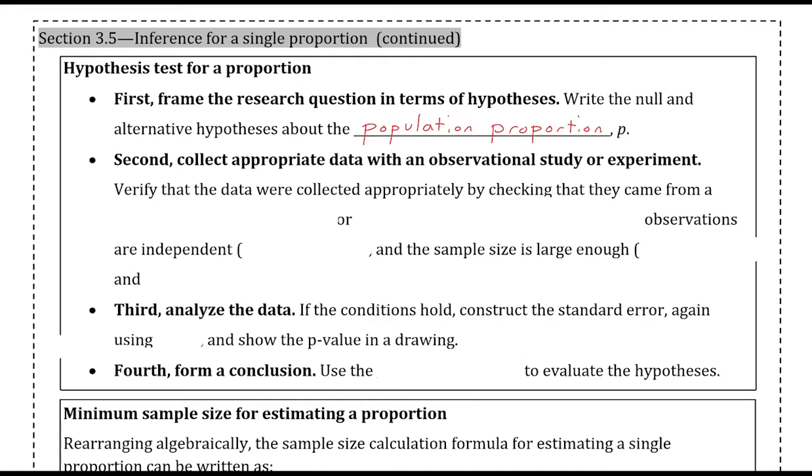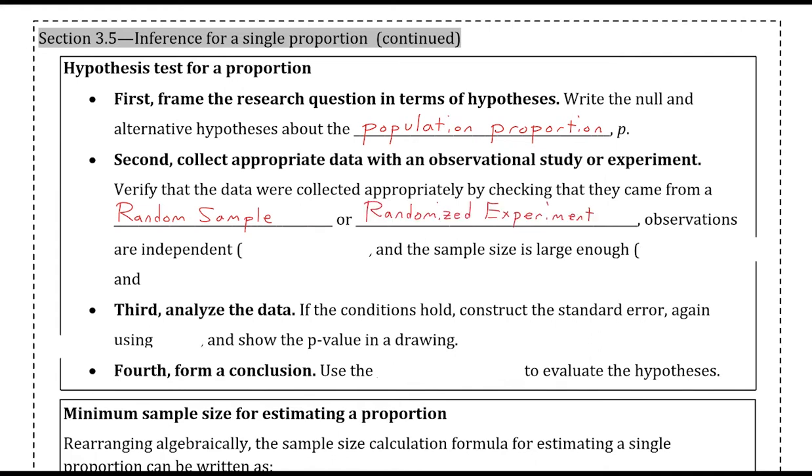Second, we will collect appropriate data with an observational study or experiment. That means that we will verify that the data were collected appropriately by checking that they come from a random sample or a randomized experiment. We also want to ensure that observations are independent, which we check by looking at n being less than 0.05 times capital N. Recall that little n refers to the sample size, capital N refers to the population size.